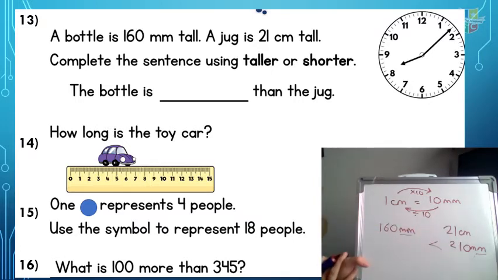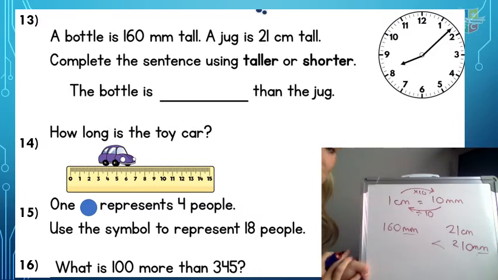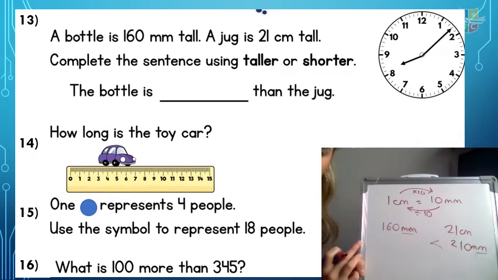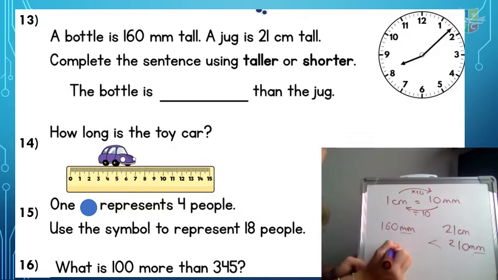Well, 210 is going to be bigger, so we can say that the bottle, which was 160 millimetres tall, is going to be shorter than the jug because the jug is bigger, the jug is taller. So your answer there should have been, you should have wrote the answer shorter.